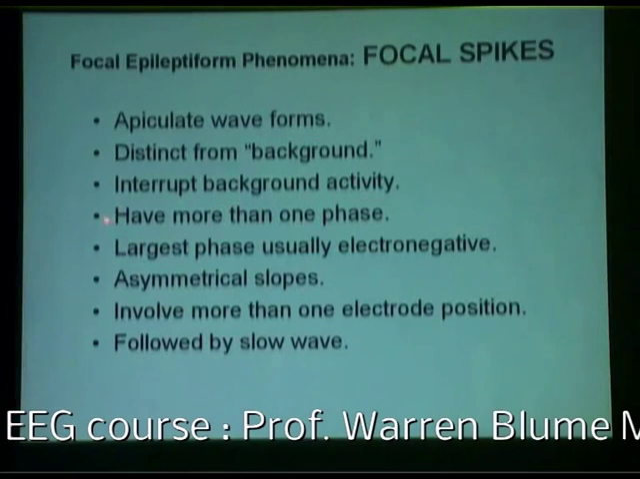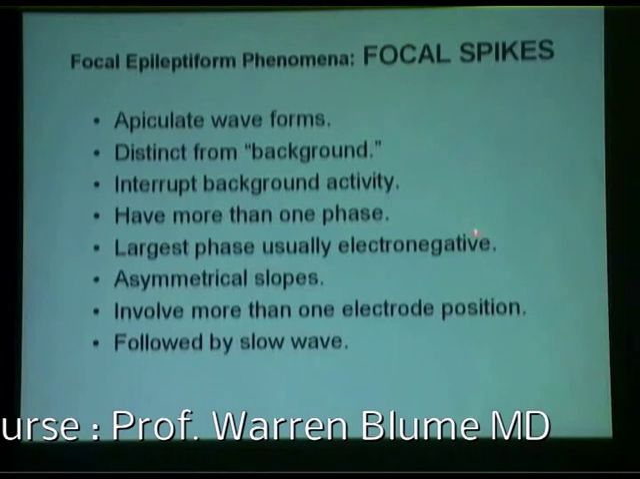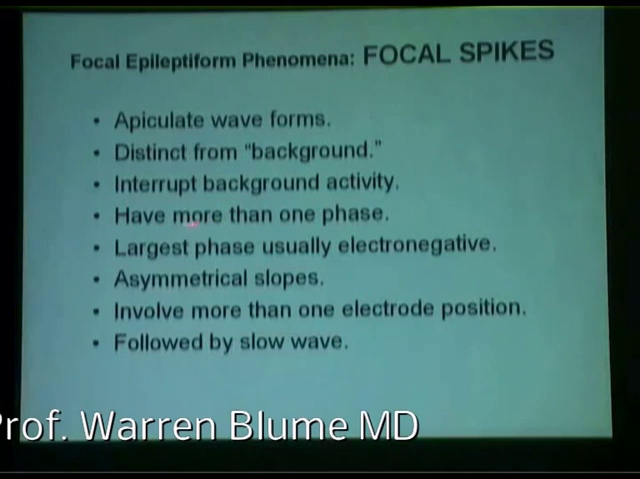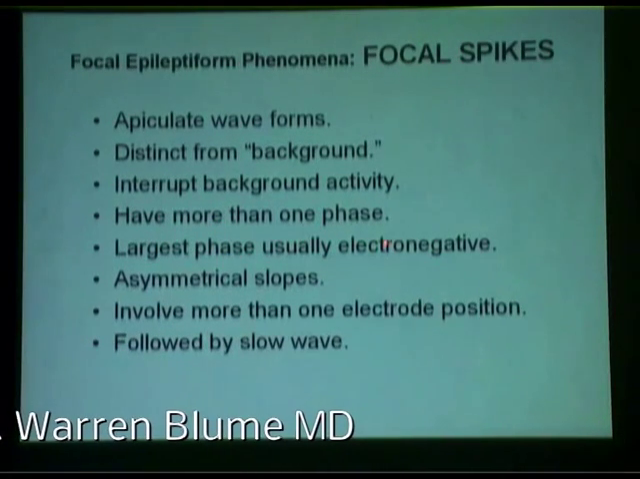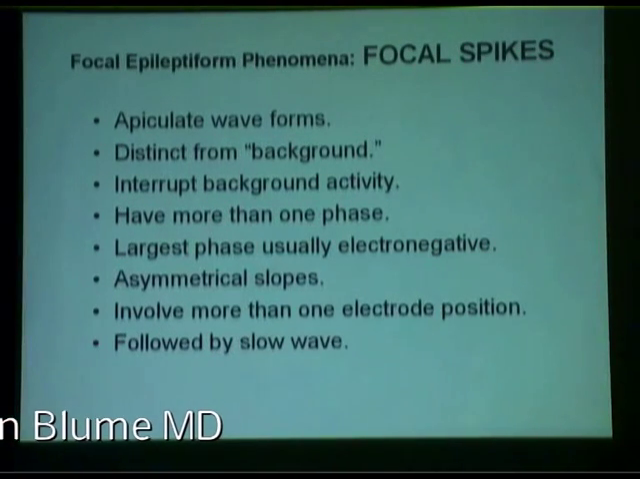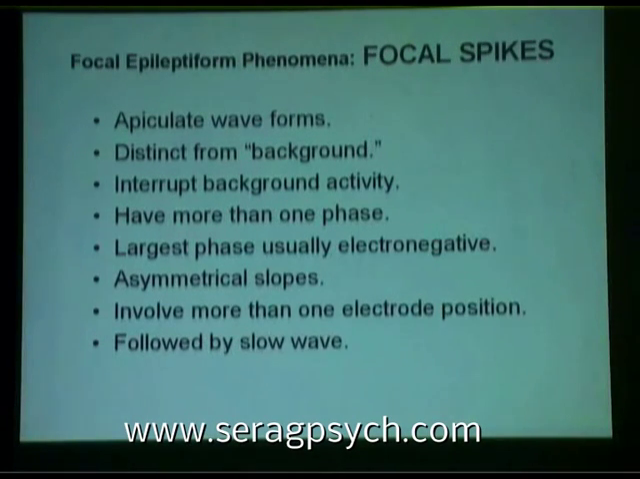And you will find that they have more than one phase. In other words, they might go down a little, then up, and then down, and then after. So not just going one direction. The largest phase of most spikes is usually electronegative, except for some spikes in children. They have asymmetrical slopes a little bit, but more important is the fact that the largest phase is electronegative, and you'll see that many times.